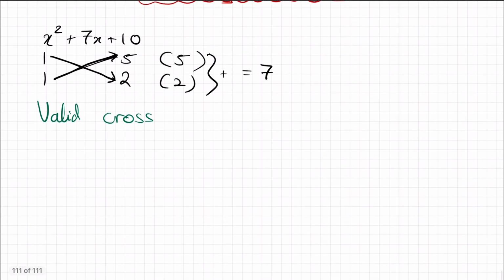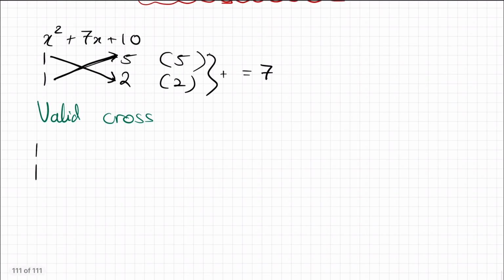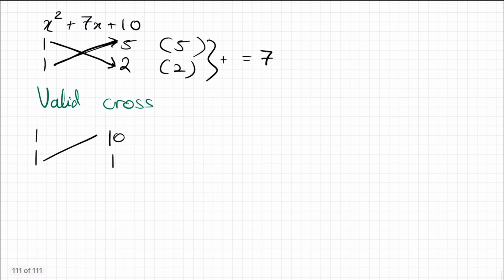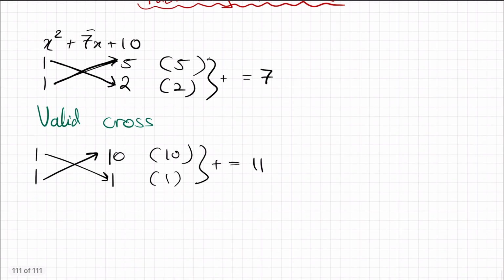Let me show you an example of an invalid cross. Let's say we had 1 and 1 for the coefficients here, and then for the factors of these, we picked, let's say, 10 and 1. So the product of this cross is going to be 10, and the product of this cross would be 1. When you sum them, you get 11, which isn't 7, since that's what we're trying to get. So therefore, this is an invalid cross.